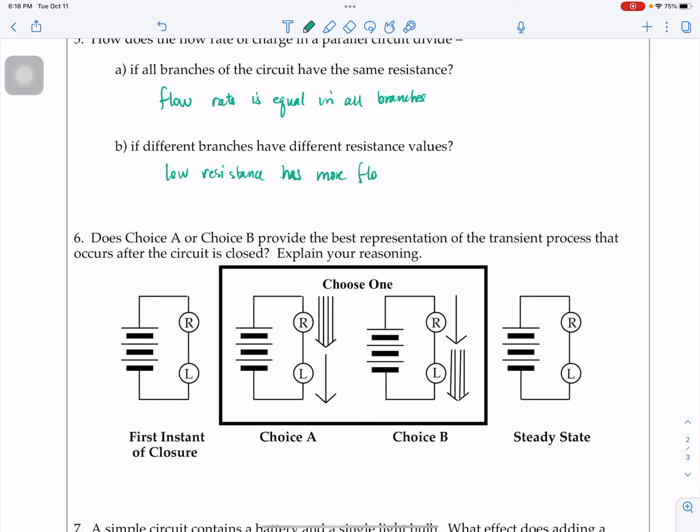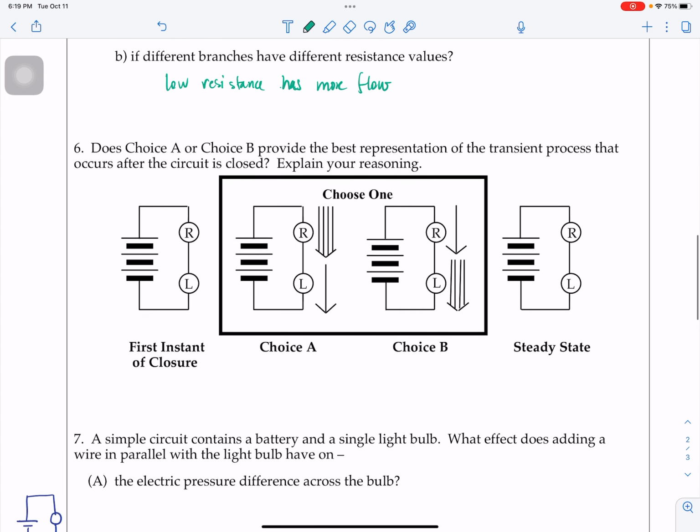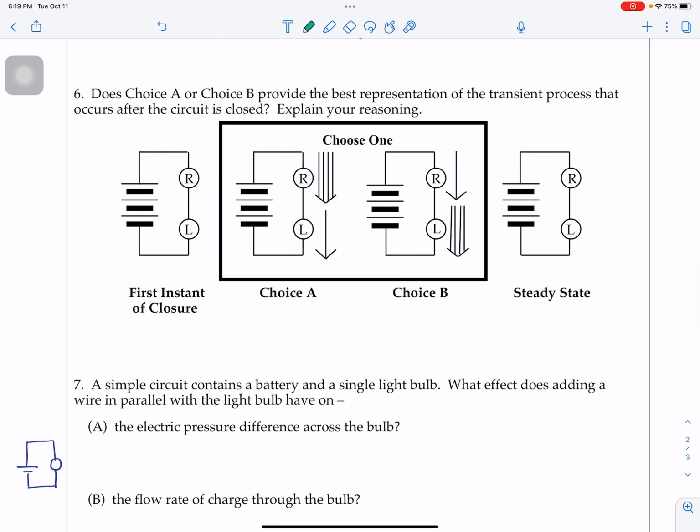So the idea is that electrical energy takes the path of least resistance. It will still split. It will just be an unequal split with the greatest fraction going through the branches that has the least resistance. All right, does choice A or choice B provide the best representation of the transient process that occurs after the circuit is closed?